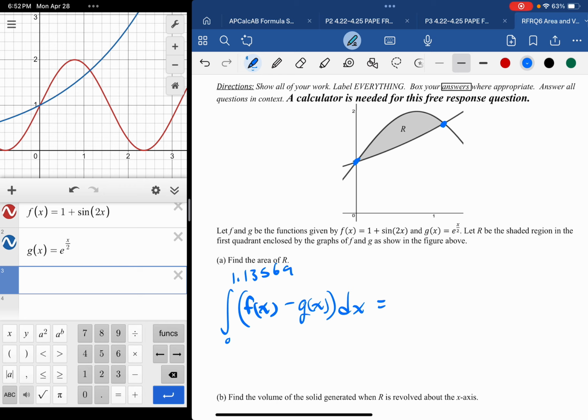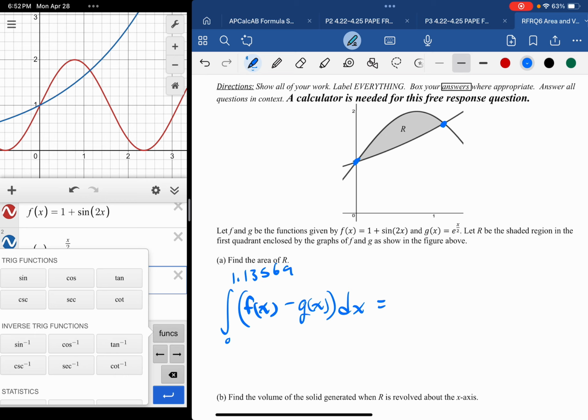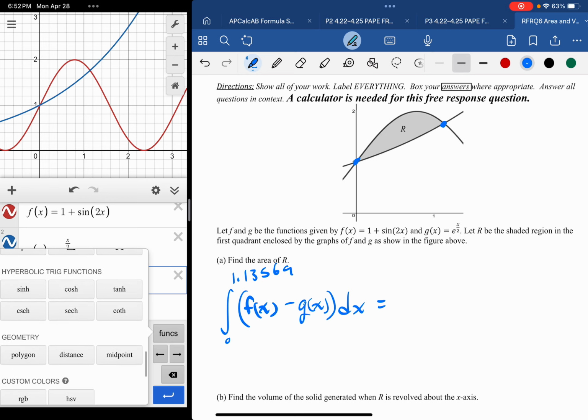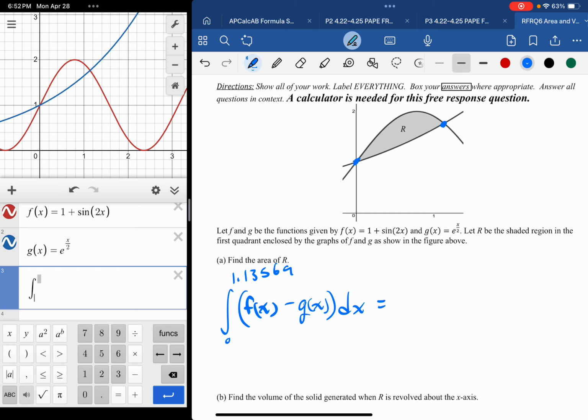So you can type int in, like if you have a keyboard, it's really fast, or you can do functions and just scroll down until you see the integral. We'll put 0 for our lower bound. Our upper bound is 1.13569. Let me double check. Yes, I typed that correctly.